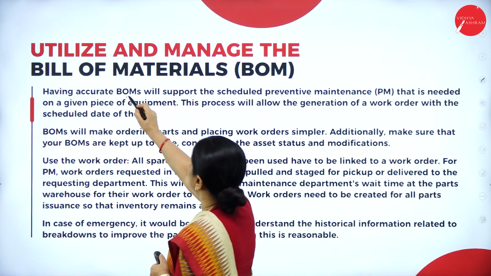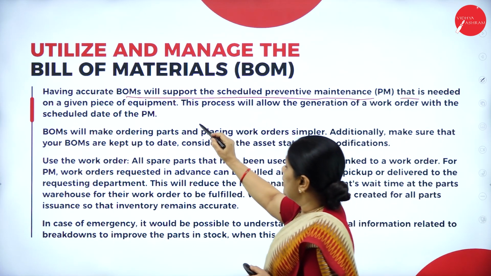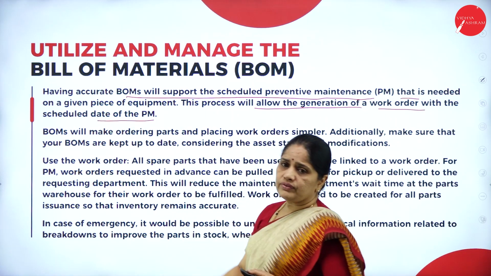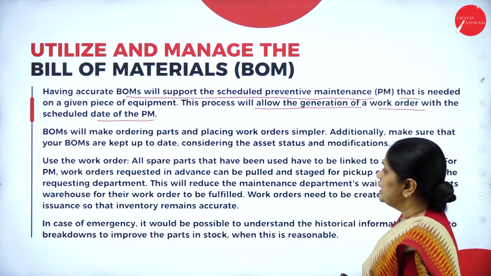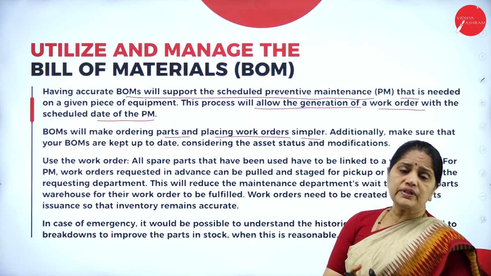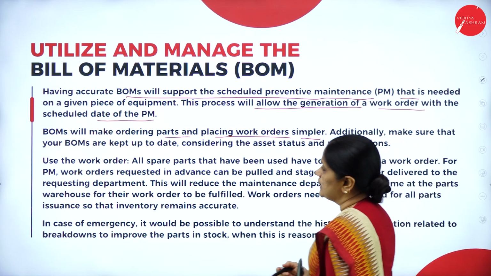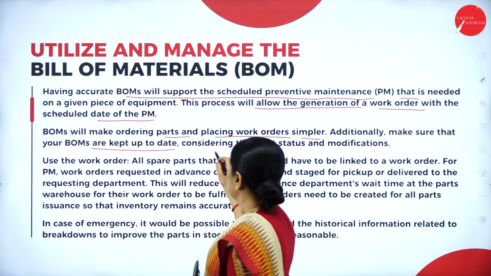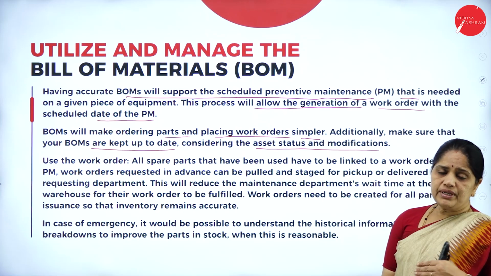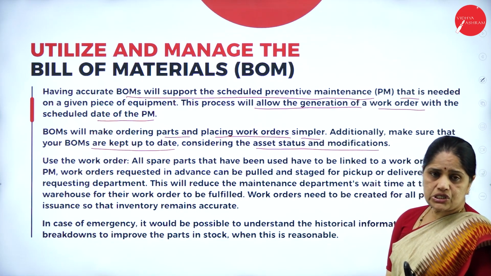Then utilize and manage the bill of materials. Having an accurate bill of materials will support the scheduled preventive maintenance that is needed on a given piece of equipment. This process will allow the generation of a work order with the scheduled date of the preventive maintenance. So, the bill of materials will make ordering parts and placing work orders simpler. So, if you have a copy of the bill of materials, it will help us in placing orders. Additionally, make sure that your bill of materials is kept up to date considering the asset status and modification. So, along with the machinery, the bill of materials should be there so that we can track asset status and modification on the asset.